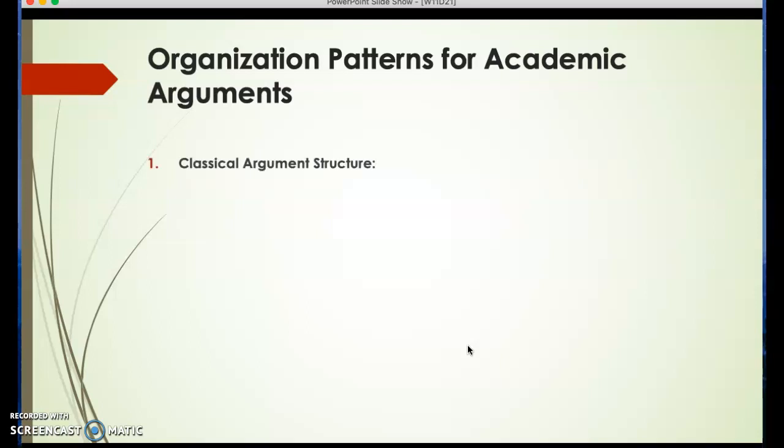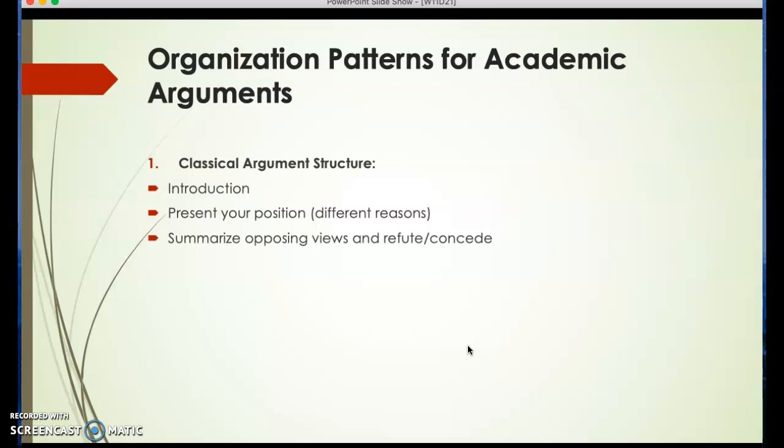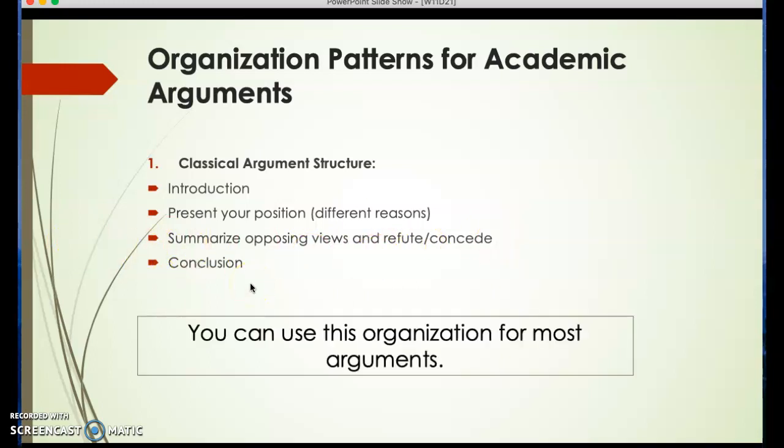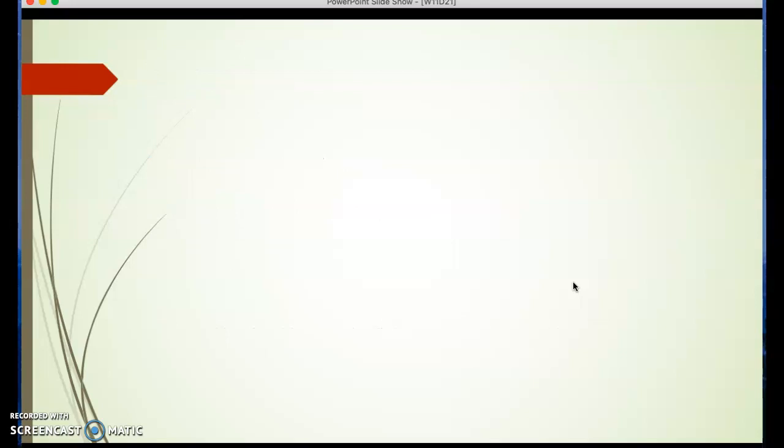So there's the classical argument structure, which has an introduction, you present your position and state the different reasons, and then you summarize opposing views and either refute or concede, and then you conclude your argument. So in this case, your counter argument is pretty much towards the end, just before your conclusion. You can use this organization for most arguments.